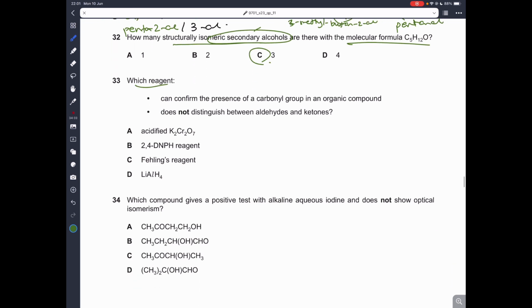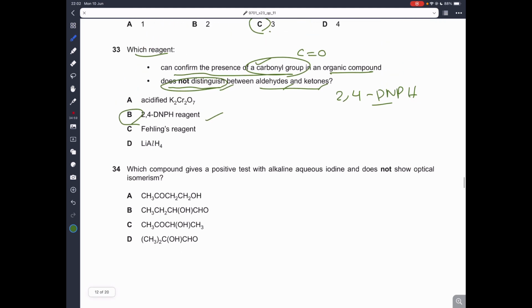Which reagent can confirm the presence of a carbonyl group? This is the C=O group in an organic compound. Some options do not distinguish between aldehydes and ketones. This is definitely going to be 2,4-DNPH solution, 2,4-dinitrophenylhydrazine reagent. You have to remember this by heart. The 2,4-DNPH reagent will form a yellow or orange precipitate when there is the presence of an aldehyde or ketone.